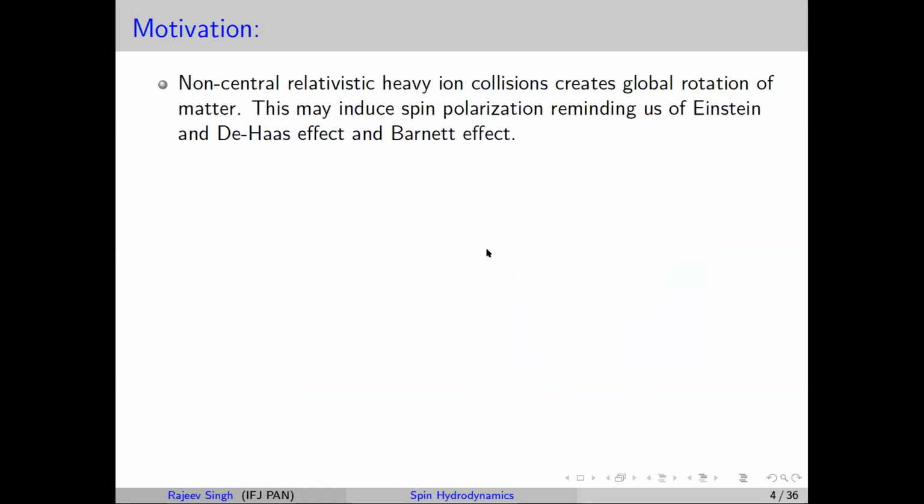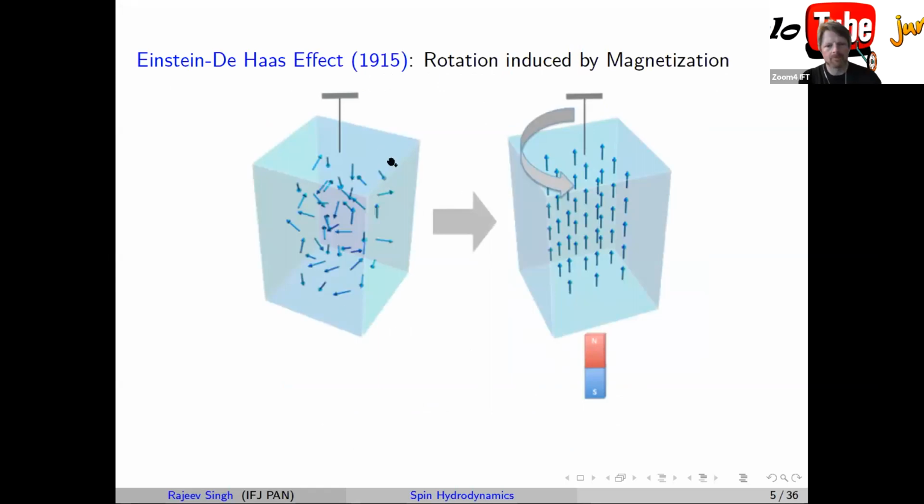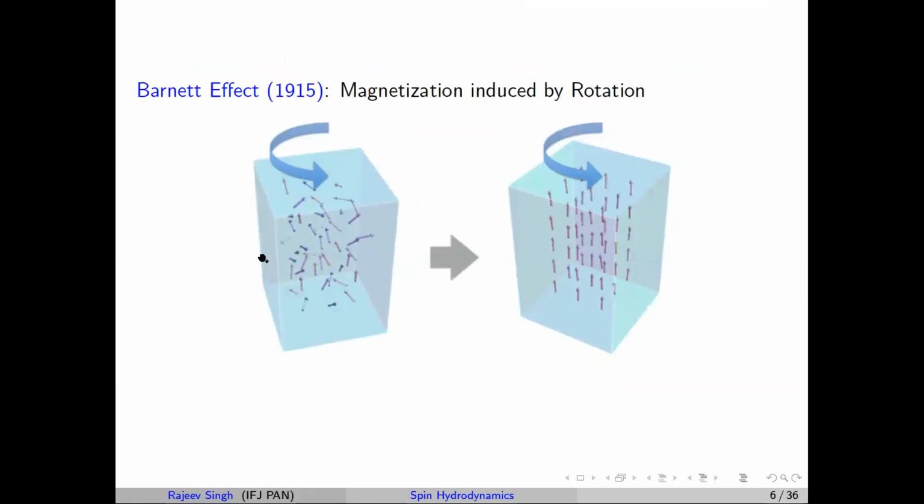So what is the Einstein-de Haas effect? When a system of particles is placed in an external magnetic field, it tends to rotate, and on average the particles tend to align along the angular momentum. And just the opposite effect is called the Barnett effect: when a system of particles begins to rotate, then because of the conservation of total angular momentum, on average the particles tend to align along the system's angular momentum.